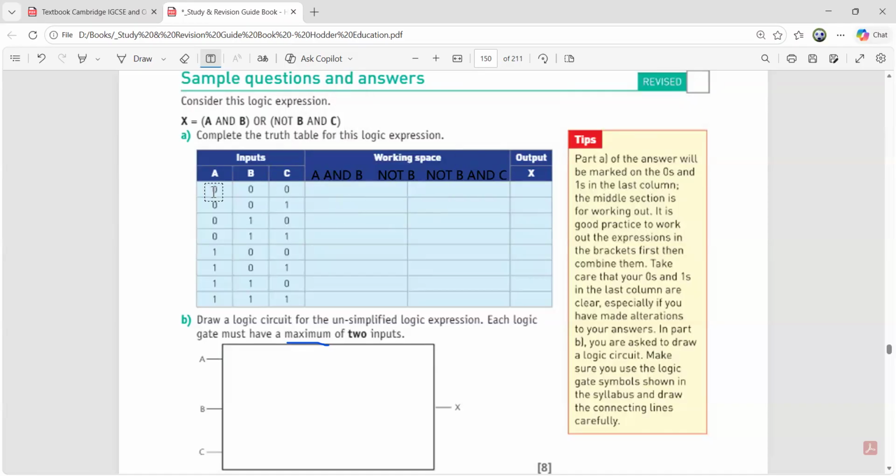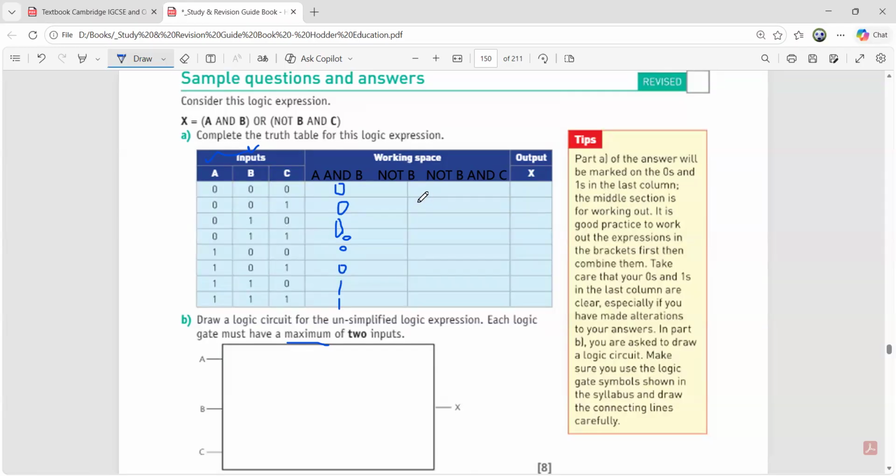See, A and B. A and B means that you will be looking for the values in these columns, A, B. And you can see for yourself. Come on, be quick. A and B. May I get the answers from your end? 0 and 0? The result is a 0. 0 and 0, the result is again a 0. 0 and 1, the result is a 0. And then 0 and 1, the result is a 0. 1 and 0, the result is a 0. 1 and 0, the result is a 0. 1 and 1, the result is a 1. 1 and 1, the result is a 1. So this is the working space for A and B.